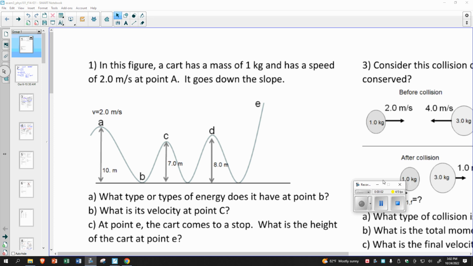So first, do you have any particular questions that you want me to look at or go over? Yeah, Mika? Yeah, so a question on the coefficient.